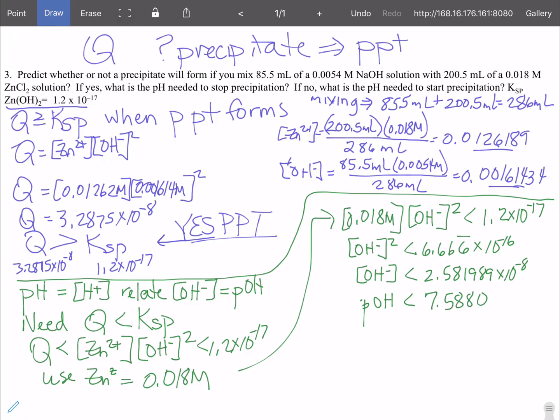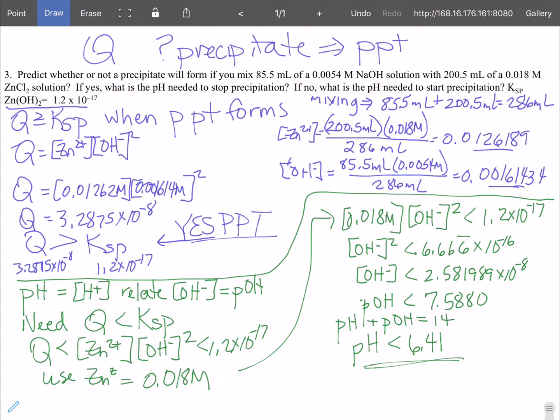7.5880. And remember, pH plus pOH is going to be equal to 14. So the question was the pH. So our pH has got to be less than 6.41. All right, so if we look at this, any pH above 6.41 is going to cause precipitation. At 6.41, it will start. So we're looking for less than that.